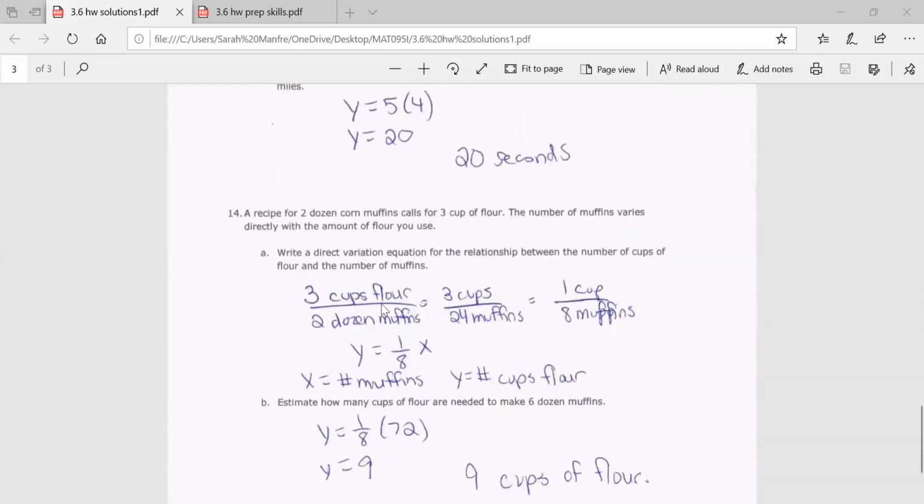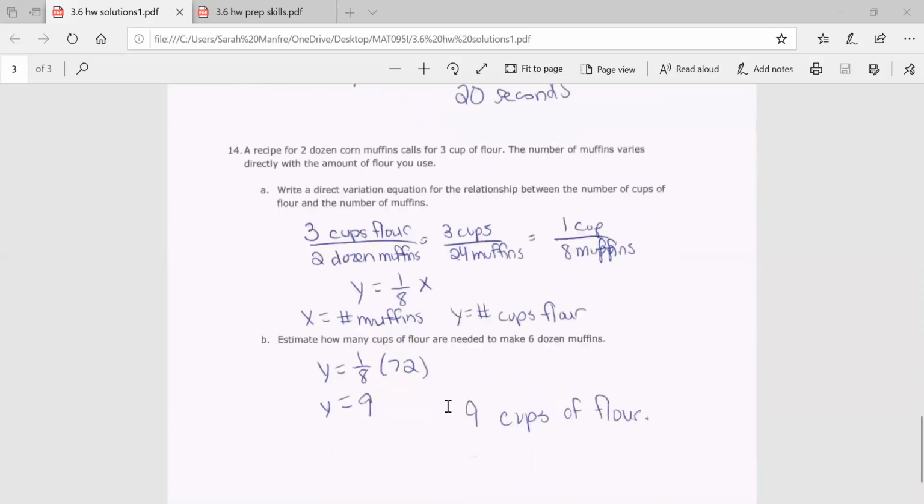And then 14 is talking about a recipe for corn muffins, with the relationship between how many corn muffins you get and how many cups of flour. I just want to note for this one, flour varies directly with the number of muffins you make, but they gave us 2 dozen, so I had to convert that over to 24 muffins. 3 over 24 simplifies to 1/8, and that's how I got this one.